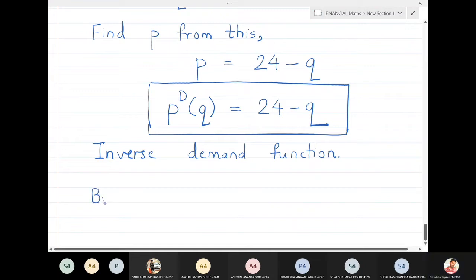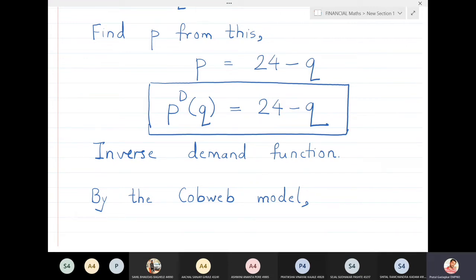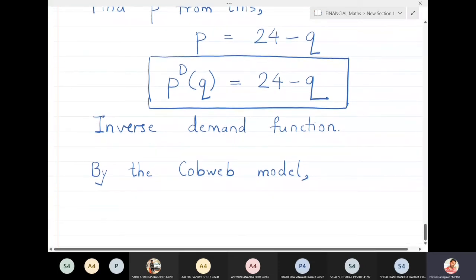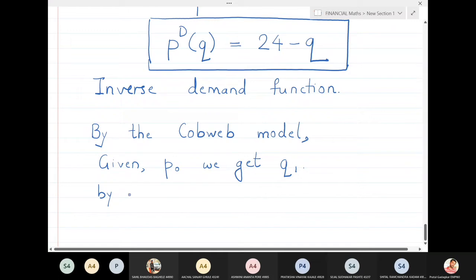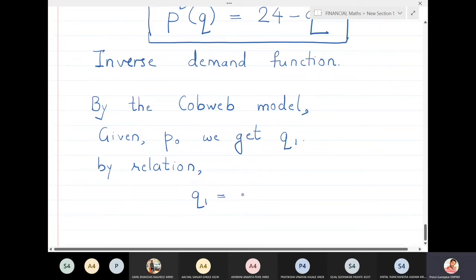Now, by the Cobweb model, if you look at the Cobweb model from yesterday's lecture, what we have obtained is the following. Given P naught from the Cobweb model, we get Q1. How did we get Q1? Q1 was the supply function applied on P naught. So once you give me P naught, I will substitute in the supply function and I will get Q1.